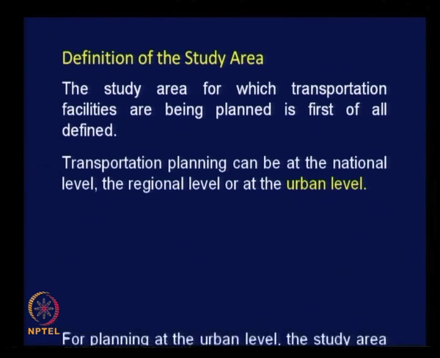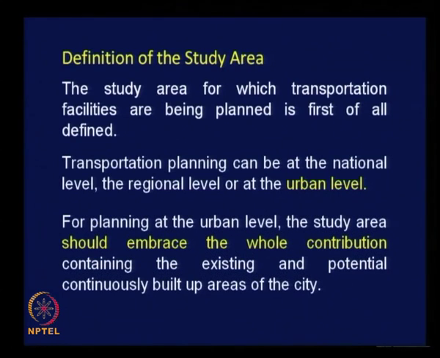Of course, the principle involved in the planning process is the same, whether it is national, regional or urban level. And in the case of urban transportation planning, for planning at the urban level, the study area should embrace the whole conurbation containing the existing and potential continuously built up areas of the city. That is very important, because your planning area should be decided based on the potential for growth of the urban area for the next 2 decades.